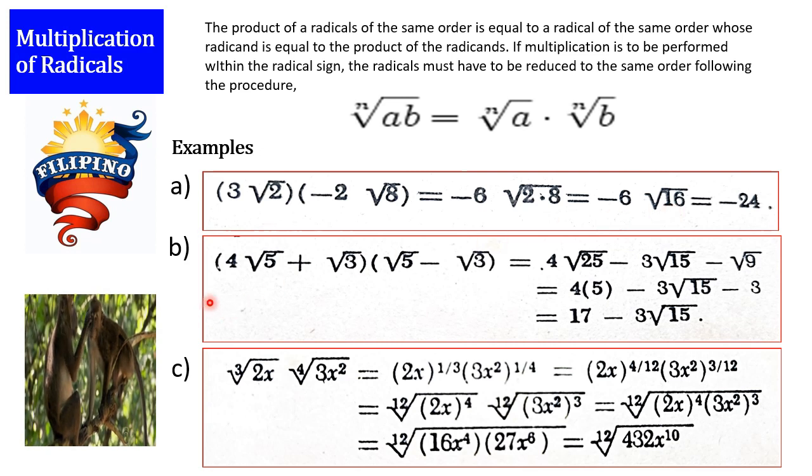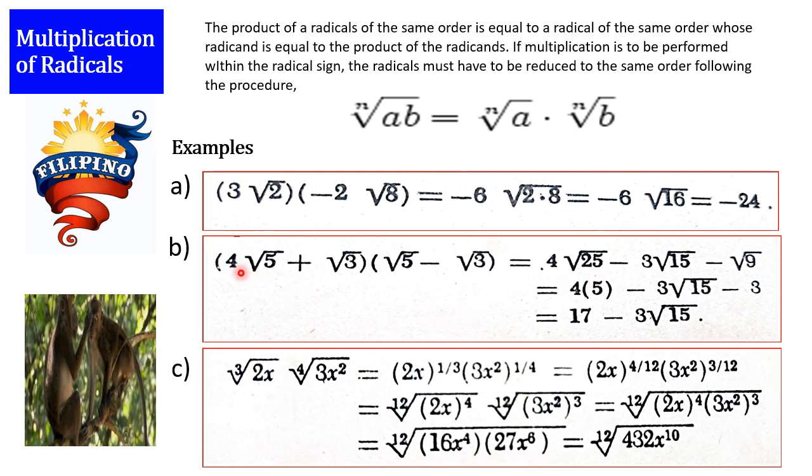Number 2, 4 square root of 5 plus square root of 3 times the quantity square root of 5 minus square root of 3. So, we can distribute this para i-multiply siya. 4 square root of 5 multiplied by square root of 5, that will be 4 square root of 25.